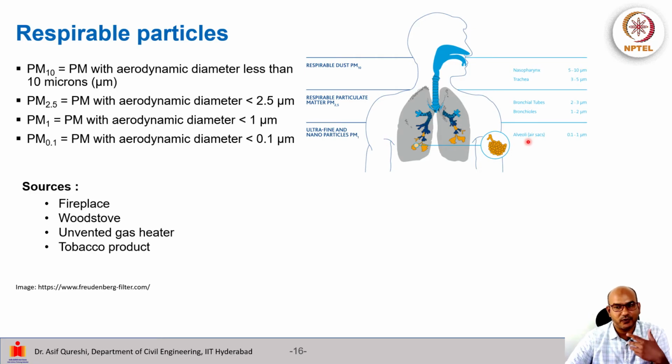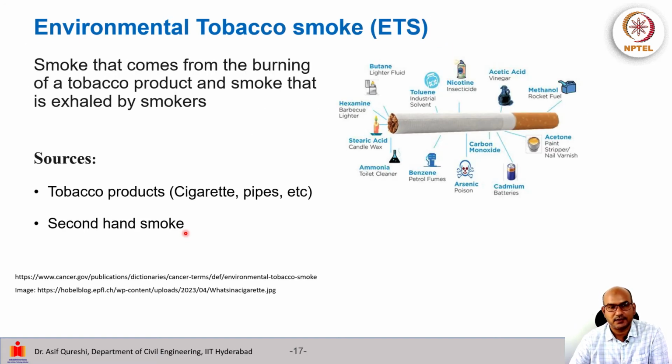So once we are inhaling, we are substantially hampering the ability of lungs to function. So very important. Then we have so many sources: fireplace, inside wood stove, gas heaters, tobacco products, and several more sources as well. Then we have an important one, environmental tobacco smoke, which is the smoke that comes from burning of a tobacco product and smoke that is exhaled by smokers.